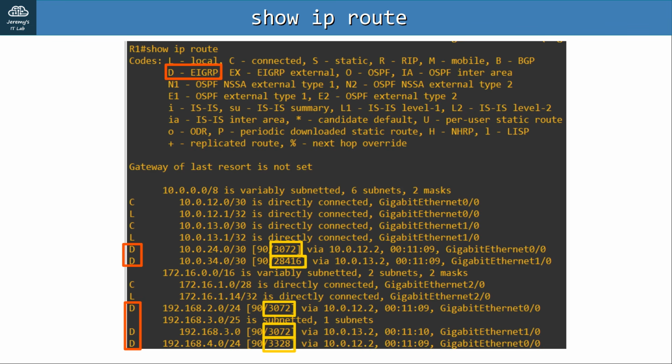In large networks, these numbers can get much larger. That's perhaps a downside of EIGRP. The metrics are harder to understand. Okay, that's all we'll cover about RIP and EIGRP in this video.